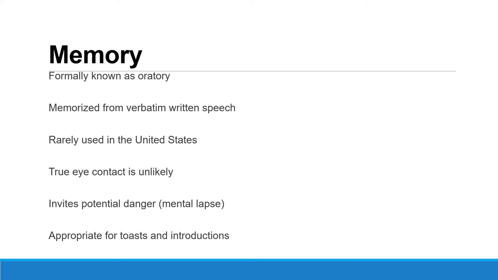Now, the problem with this is that if you have a mental lapse and if you forget where you are in that presentation, sometimes people just freeze, and it's very awkward. And the whole time, the speaker is trying to remember what was I trying to say. So it's important that you try to stay away from memory as well. Memory can be appropriate for toasts and introductions and smaller speeches, very quick speeches so that you don't have to have a lot to say.